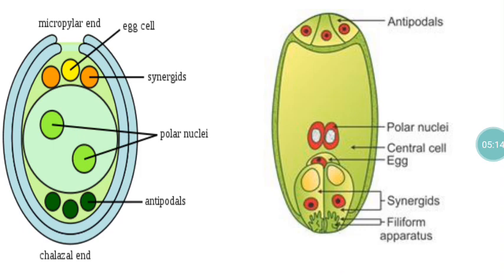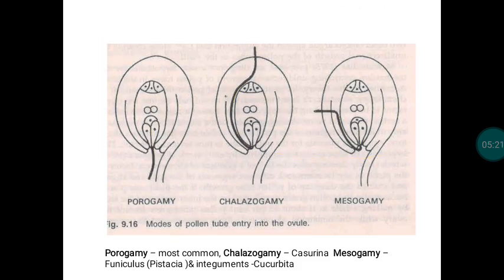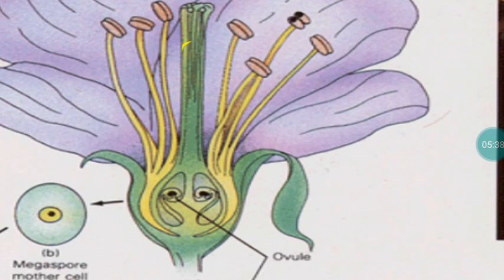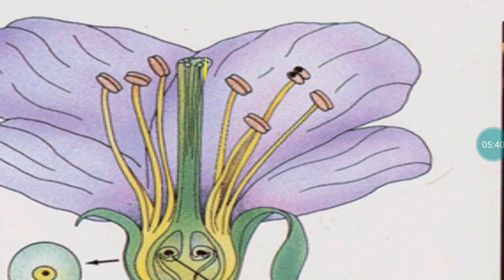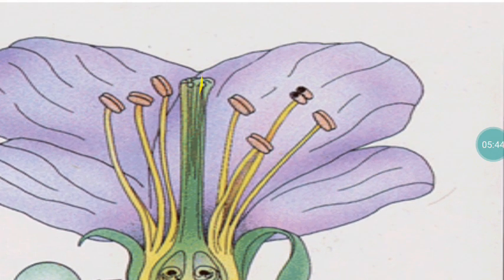I already told you that as and when the pollen grains are liberated from the anther sac, they reach the stigma surface of the female organ, where the pollen grain will germinate and form pollen tubes. This is the stigma area. So here the pollen will germinate and pass the pollen tube through the style.